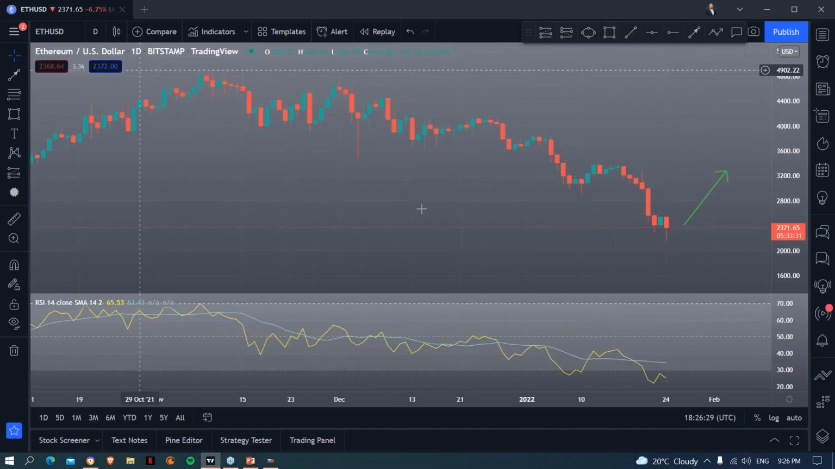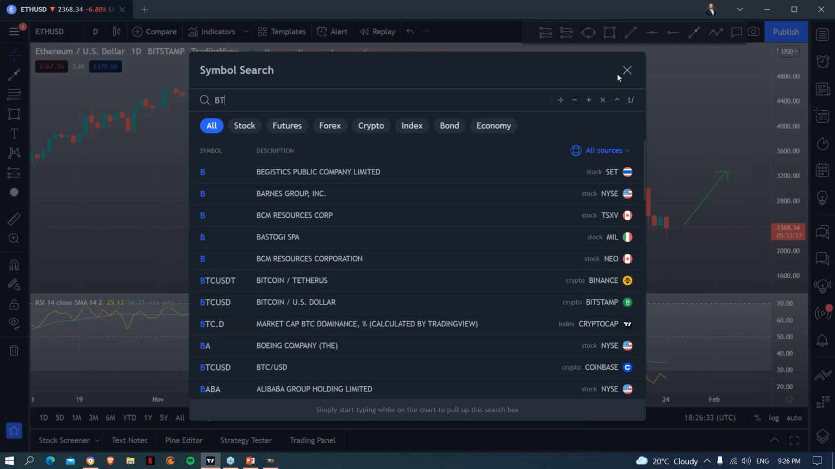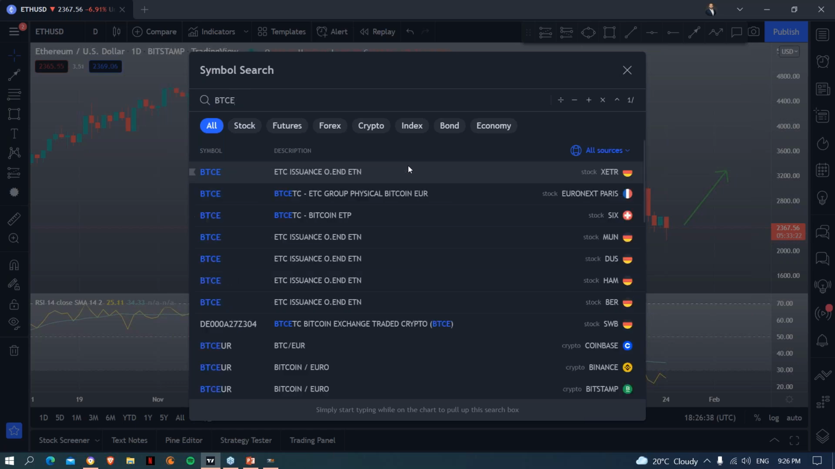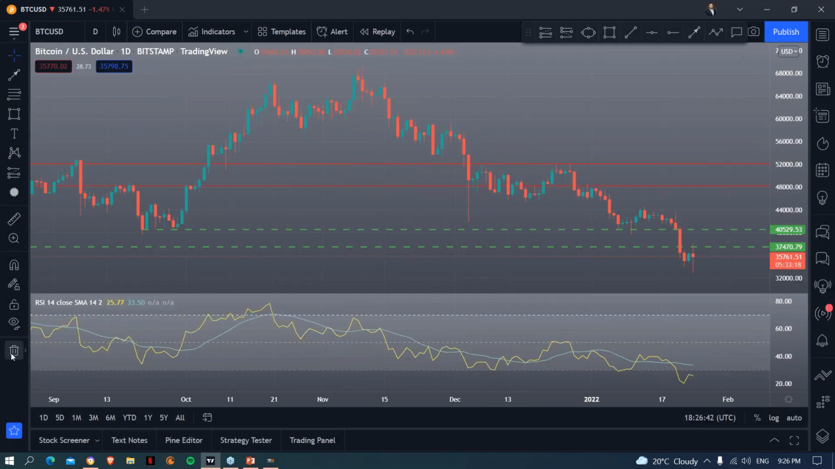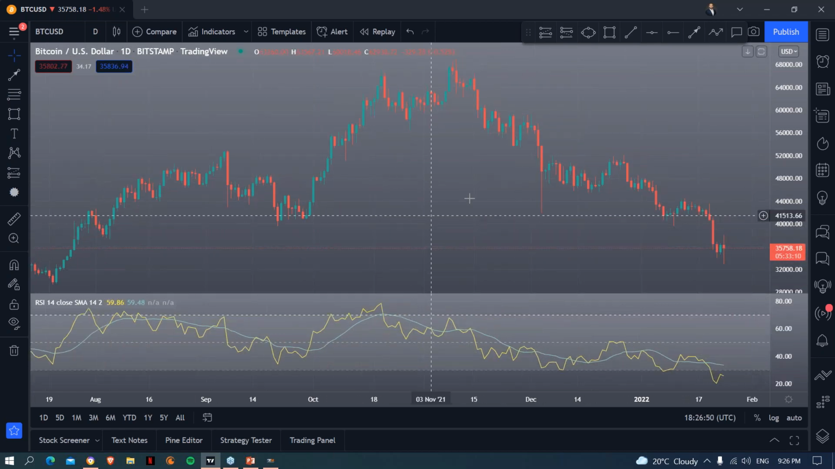For example, let's look here. Let's go to another example. Let's go to Bitcoin, for example. I know a lot of people are interested in Bitcoin. Bitcoin USD, for example. Here we go. Okay, let's delete all of that. So this is our 50 line, okay? It's below 50, we know the market is bearish. So the market is going down.